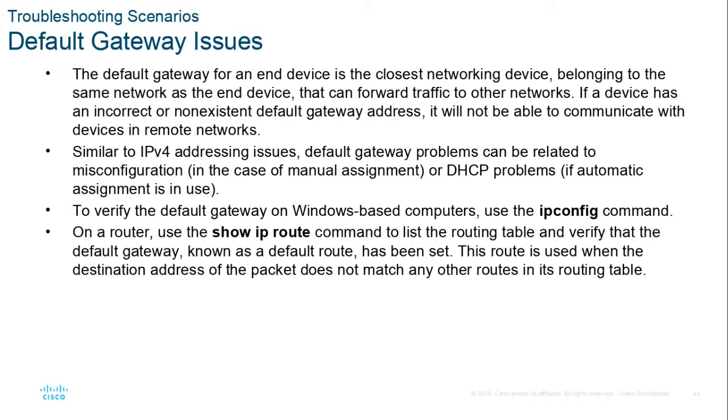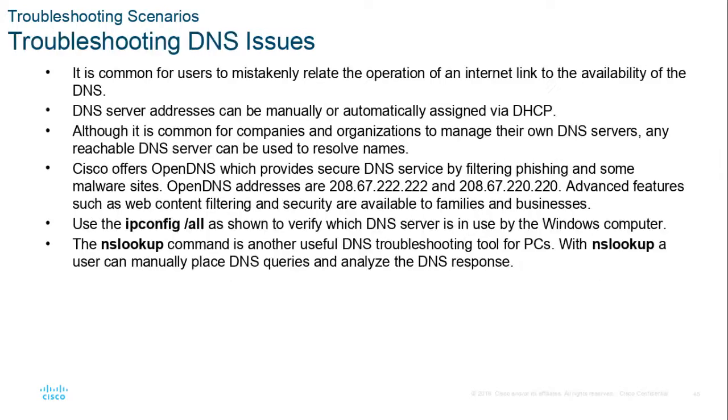If the default gateway is not proper, or if it's an incorrect value, you won't be able to talk to devices in remote networks. So you can type ipconfig to make sure it's proper. On a router, you can type show IP route to make sure the routing table is proper. A router is typically going to be the default gateway for all those devices present on that particular network. And lastly, DNS errors.